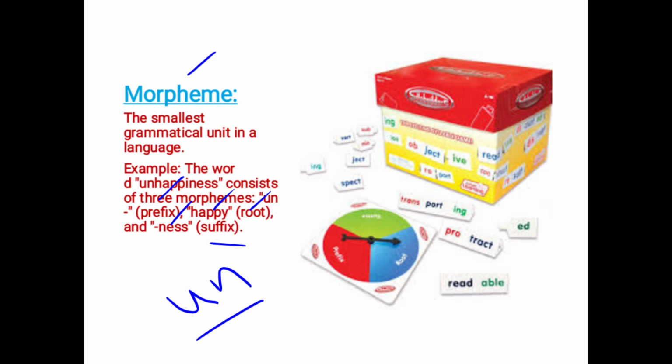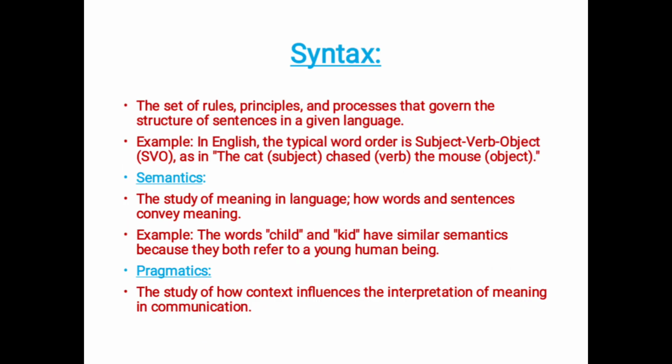Prefix, root, and suffix. Then we have the third important basic term in linguistics, that is syntax. What is syntax? The set of rules, principles, and processes that govern the structure of sentences in a given language. It means every language has rules for making sentences. The same English language also has rules. What are the rules of English language?